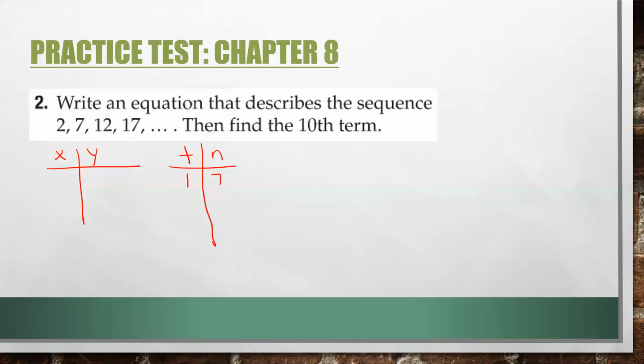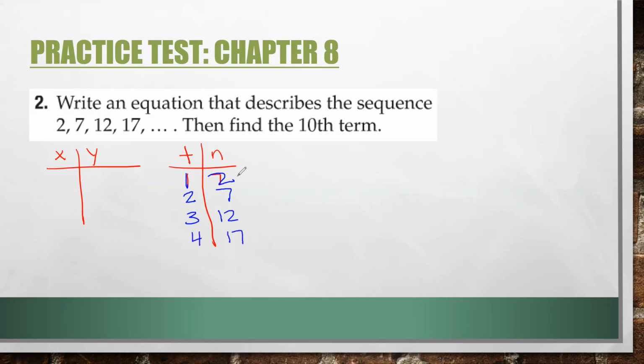Okay, so the first term should be 2. The second term is 7. The third term is 12, and then the fourth term is 17.